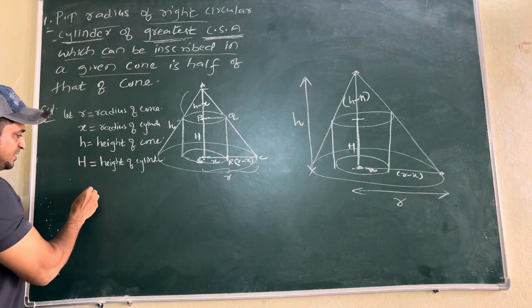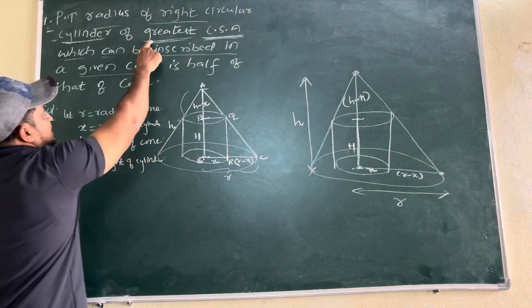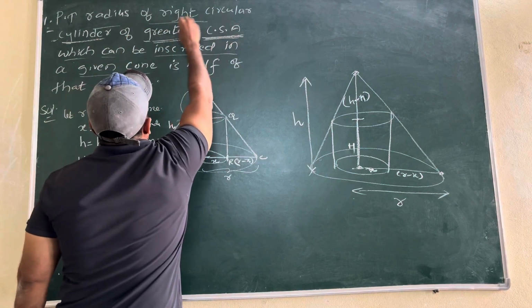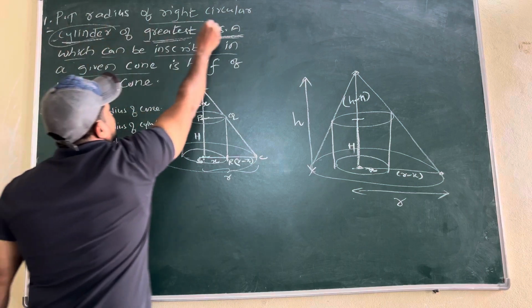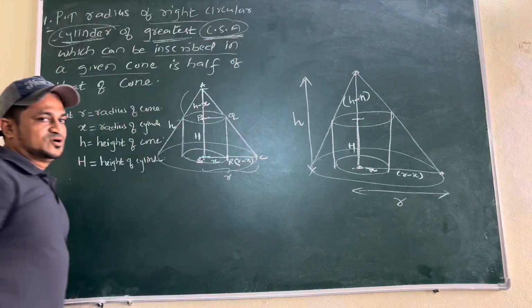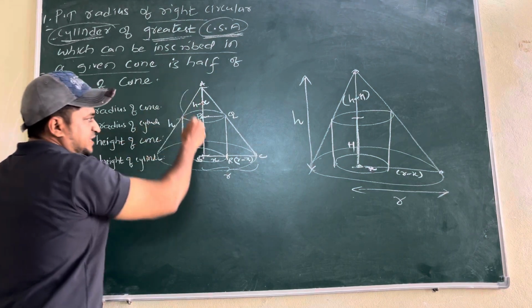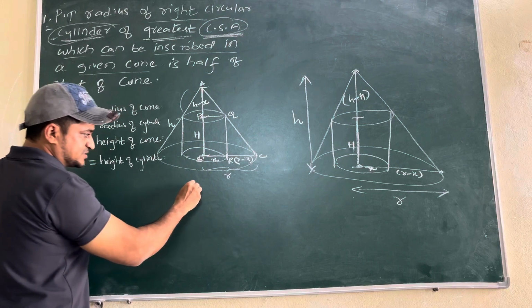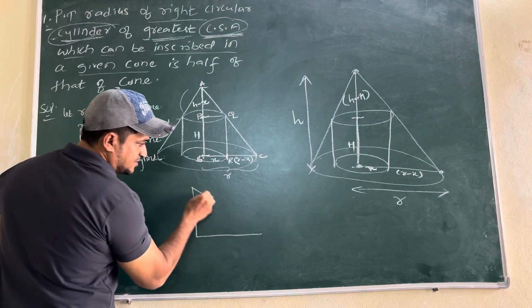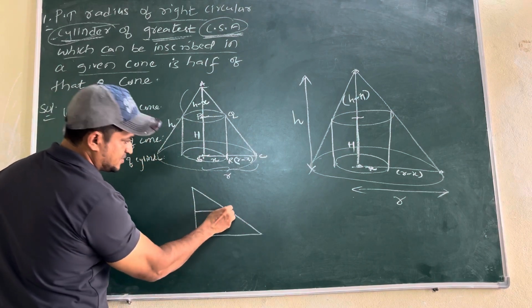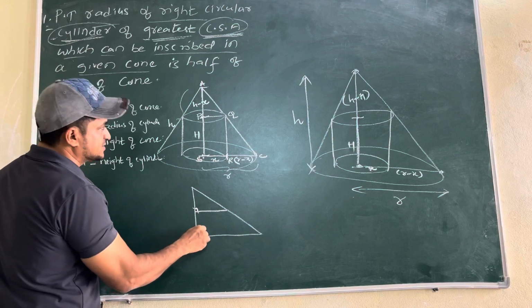f of x will be maximized. What we need to maximize? The cylinder's curved surface area. To maximize this curved surface area, first we have to find some conditions. In this figure, we have two triangles.